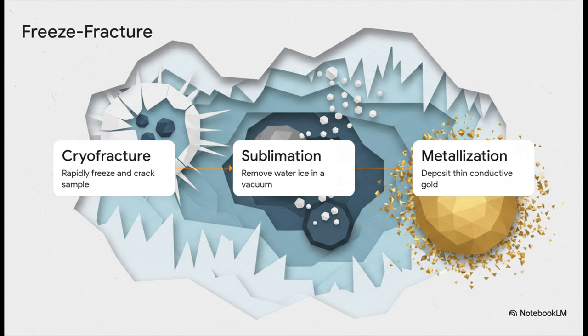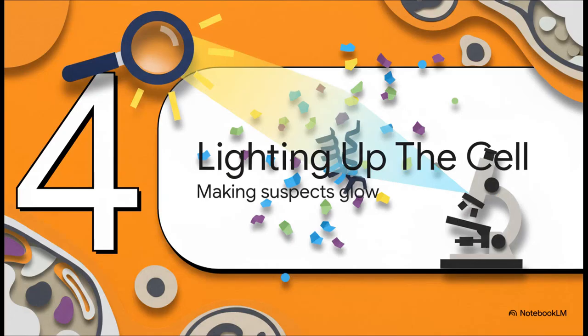This conductive gold layer stops the sample from burning up under the intense electron beam and bounces the electrons back to the detector to create that gorgeous 3D image. Up next, Section 4, lighting up the cell, making the suspects glow in the dark.